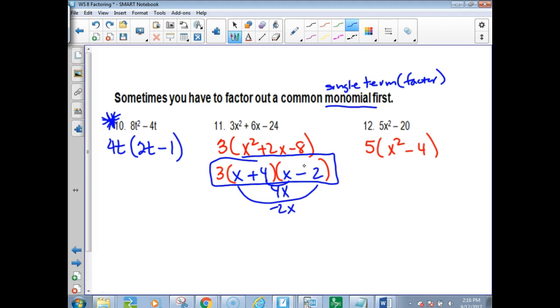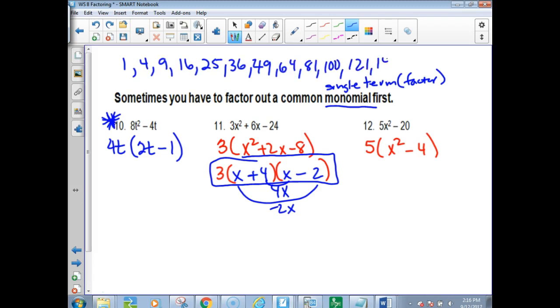I'd like to point out some perfect square numbers you're going to need to know by heart. 1 is a perfect square. 4 is a perfect square. 9, 16, 25, 36, 49, 64, 81, 100, 121, 144, 169, 196, and 225. And then usually we should know 400 and 900. This should be something you get memorized.